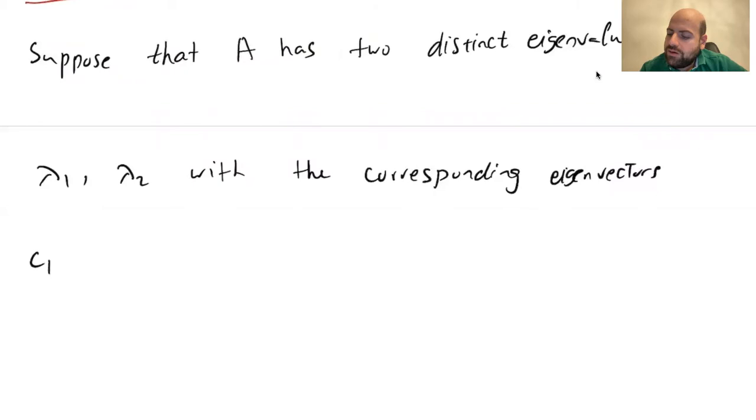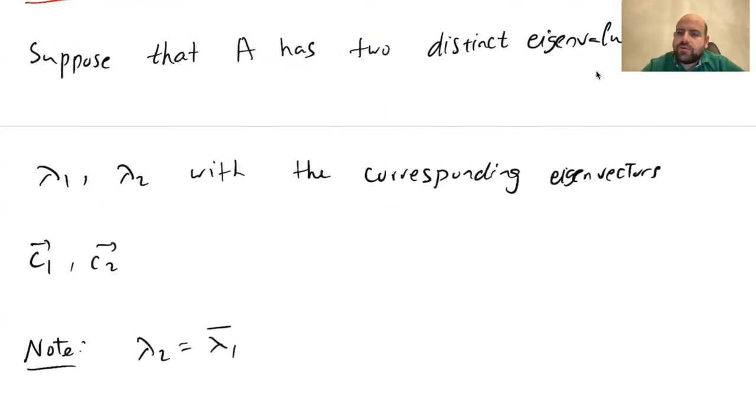It is C1 and C2. So first of all, note that lambda 2 should be lambda 1 bar, the complex conjugate of lambda 1. So if one of the eigenvalues is, let's say, 5 plus i, where i is root minus 1, then the other one has to be 5 minus i.